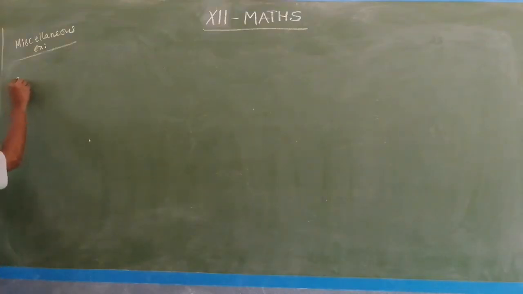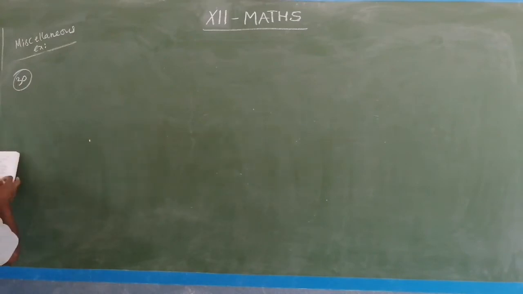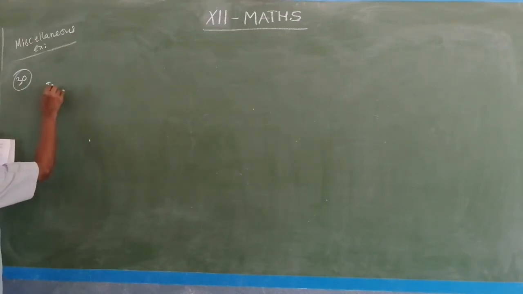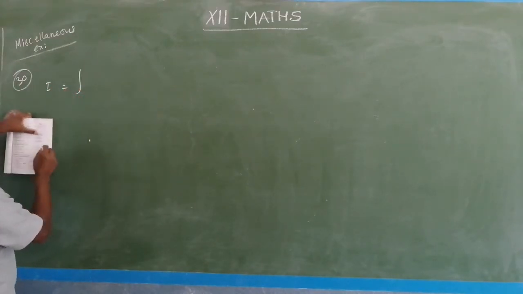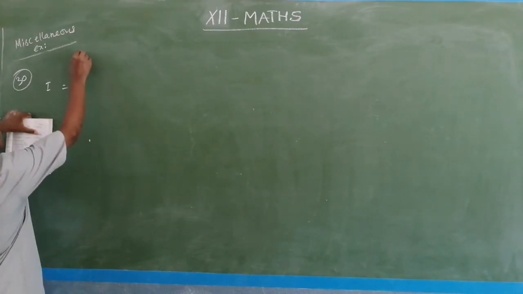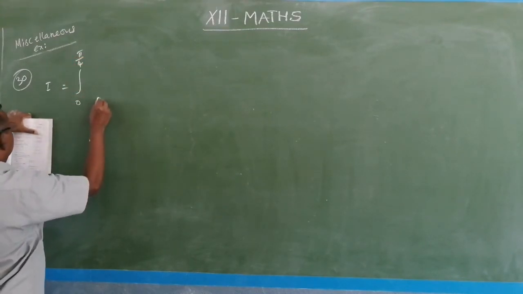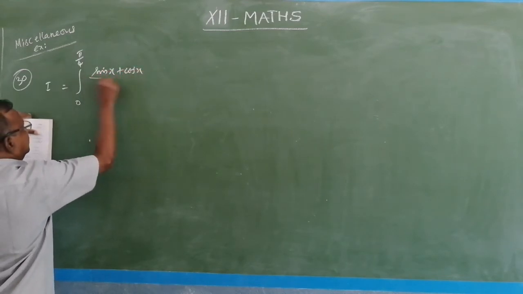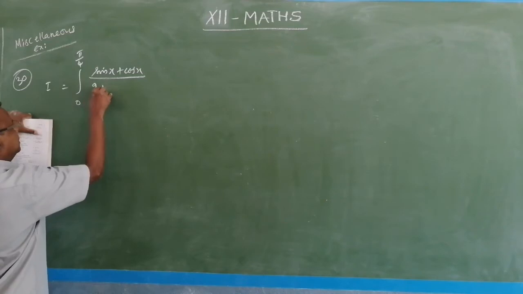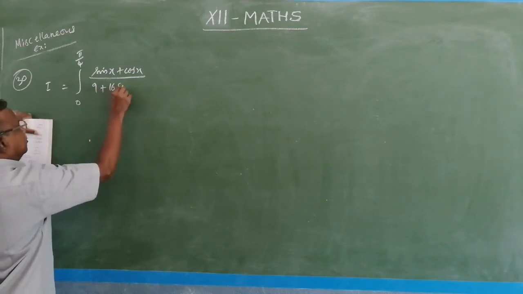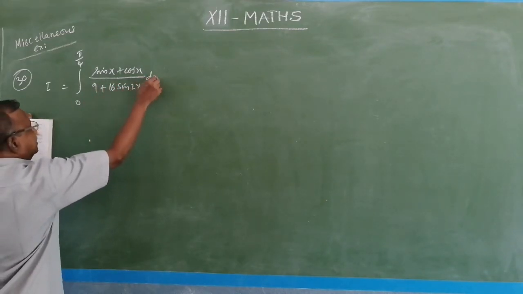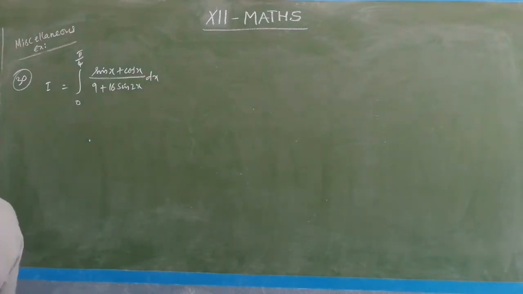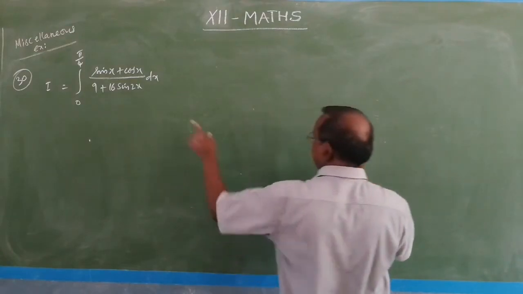So this is the answer. Question number 30. We are given I equal to integral 0 to pi by 4 of (sin x plus cos x) divided by (9 plus 16 sin 2x) into dx. So we have to change this denominator.